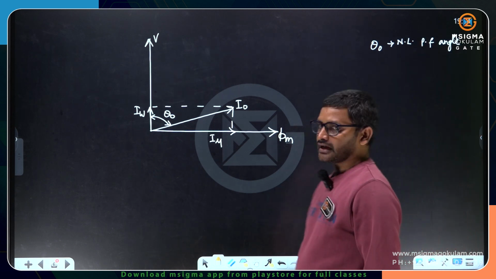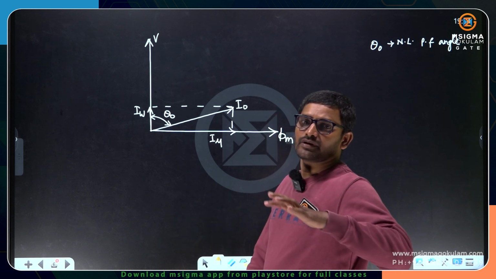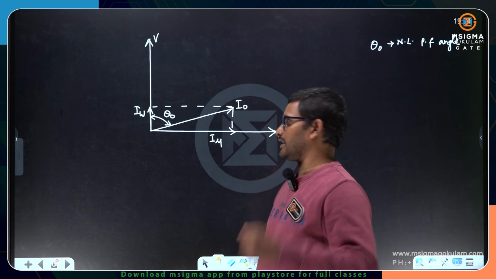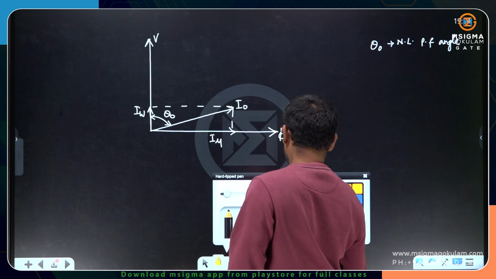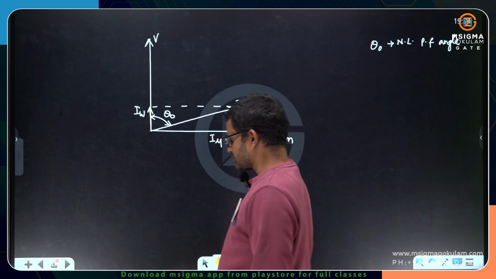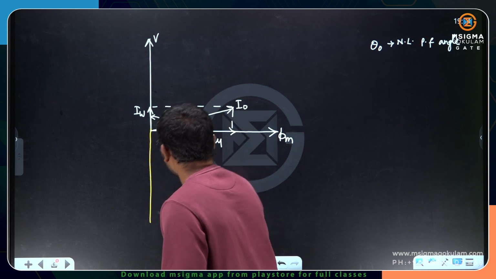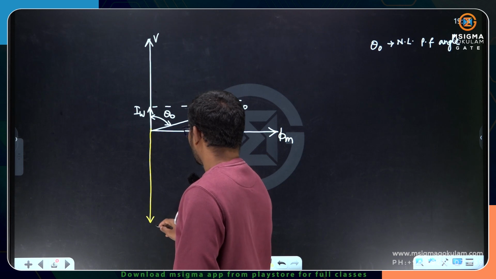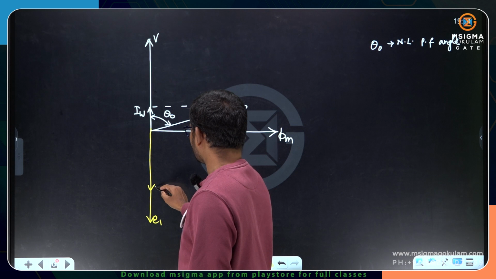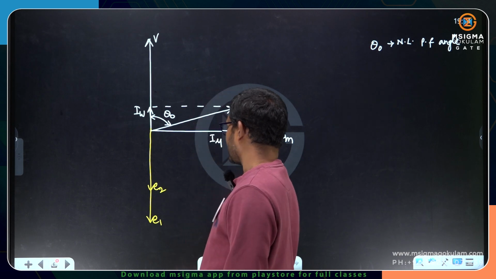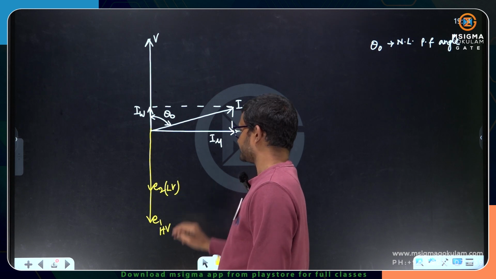Okay, right. Now, I need to draw the EMFs. I am assuming the EMF polarities are opposite to the source polarities. If I assume that, then I can draw E1 like this, because N1 is the larger number of turns, so E1 is greater than E2. So this is the high voltage winding and this is the low voltage winding.